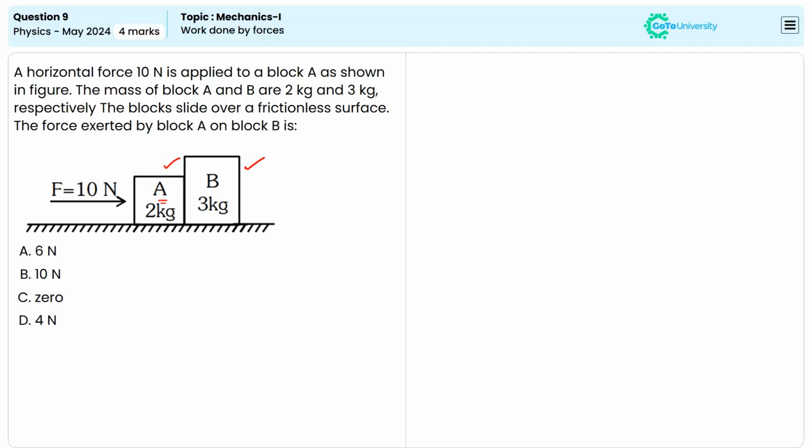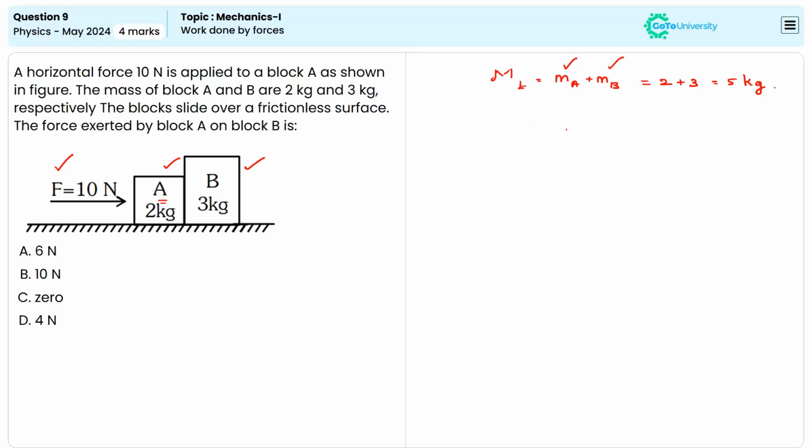Since both blocks A and B are moving together and the surface is frictionless, we can treat these two blocks as a single system. So the total mass of the system can be calculated as MA plus MB, where MA is the mass of block A and MB is the mass of block B. So here we can write 2 plus 3, which is equal to 5 kilograms, whereas the total force applied on the system is 10 Newton.